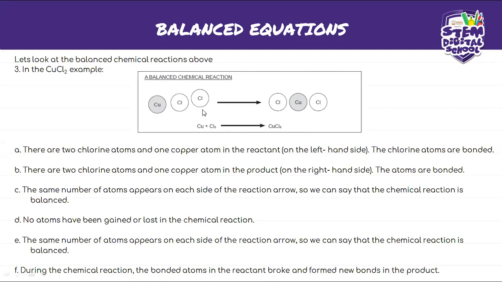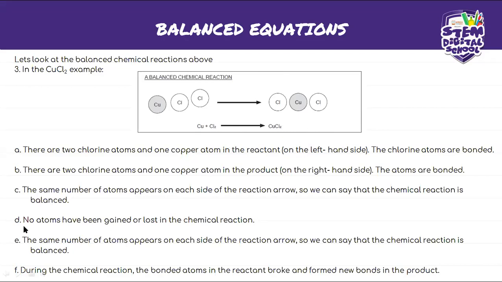And then on the left-hand side, chlorine, we have also got 2. So the same number of atoms on the left-hand side and the same number of atoms on the right-hand side, hence telling us that the equation is balanced. So let's go back to bullet D.